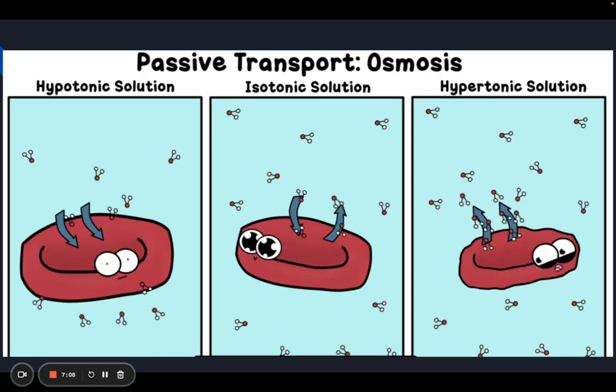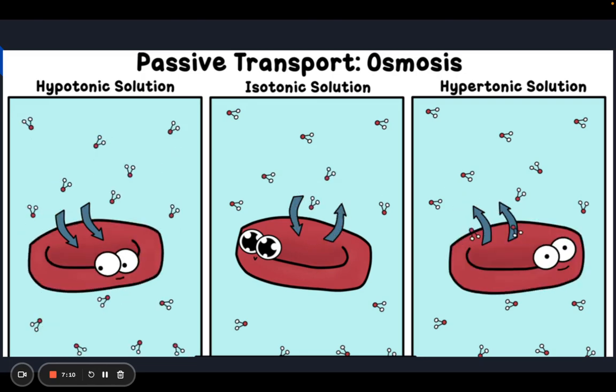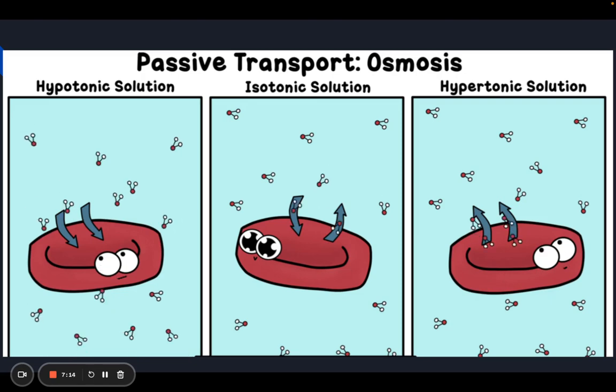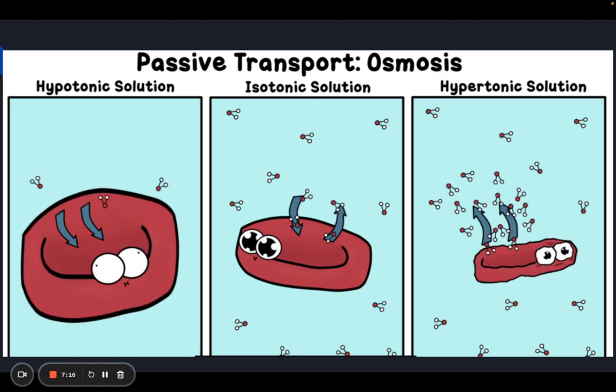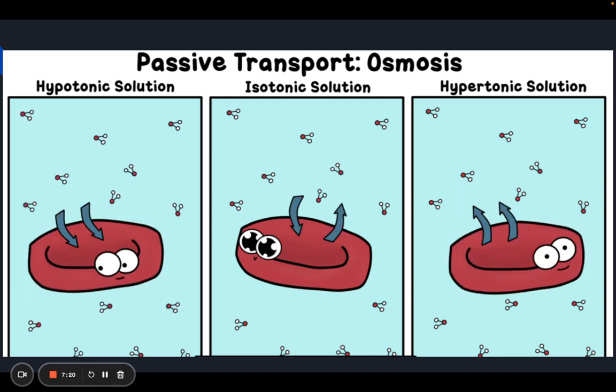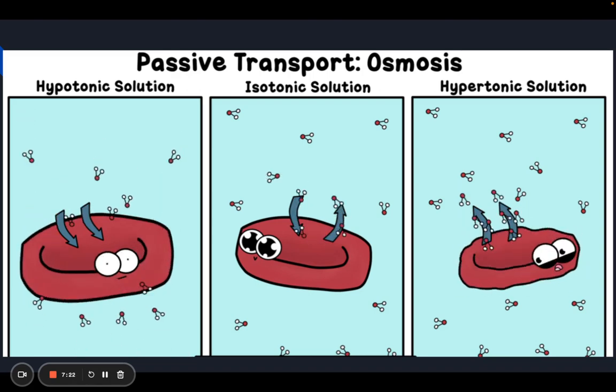Isotonic, you have a cell that is happily exchanging water, but not changing shape or size. And then in a hypertonic solution, the water will leave the cell because there's a greater solute concentration outside. So you see the cell will shrink or shrivel in response.